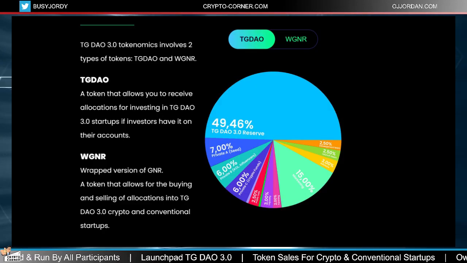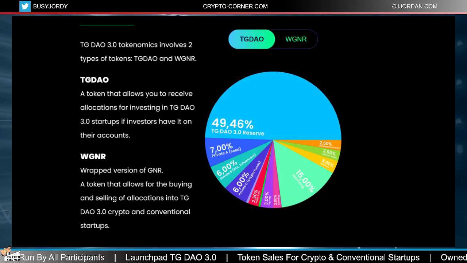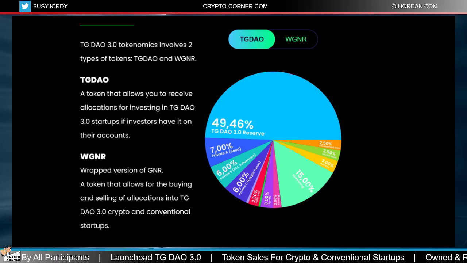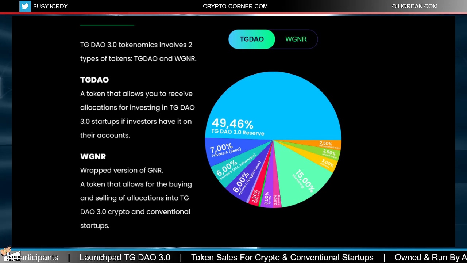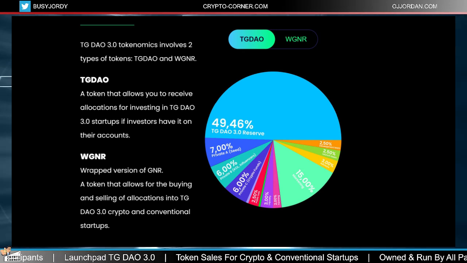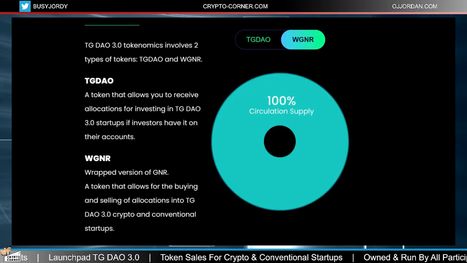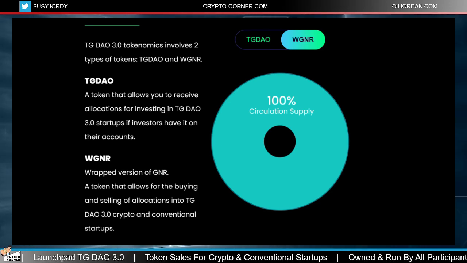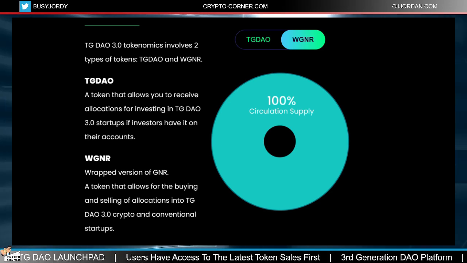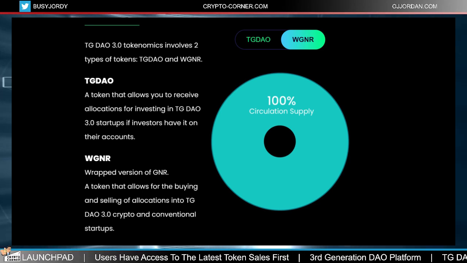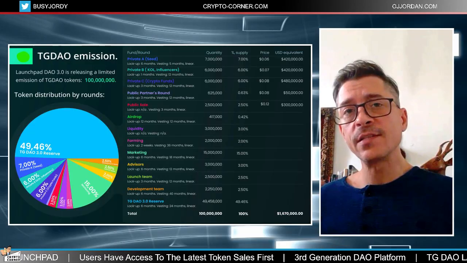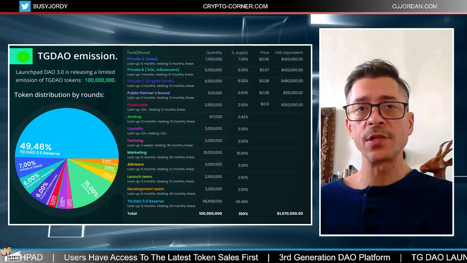I also mentioned that it's got 2 tokens. TG DAO is a token that allows you to receive allocations for investing in TG DAO 3.0 startups if investors have it on their accounts. The second is WGNR, the wrapped version of GNR. This is the token that allows for the buying and selling of allocations into the TG DAO crypto and conventional startups. They're releasing a limited emission of TG DAO tokens.